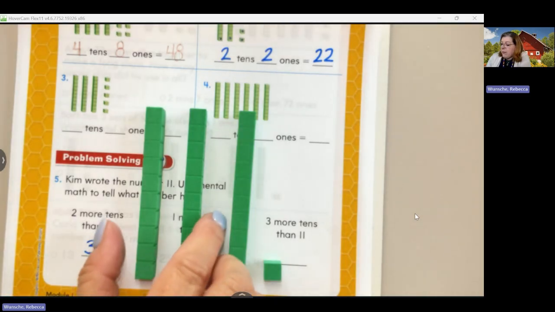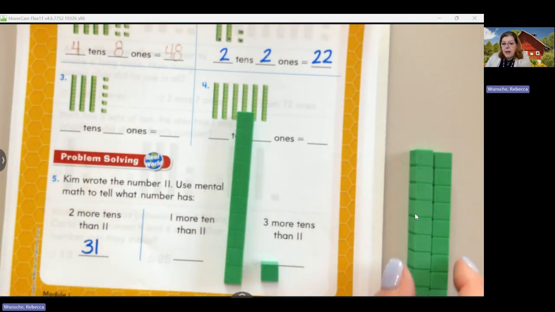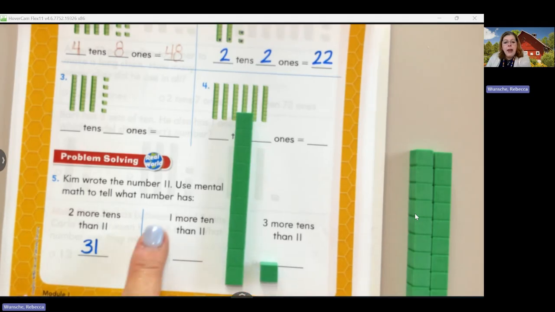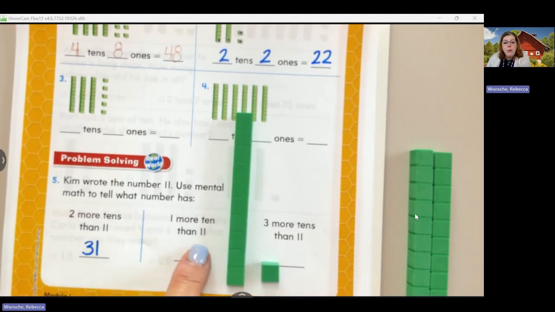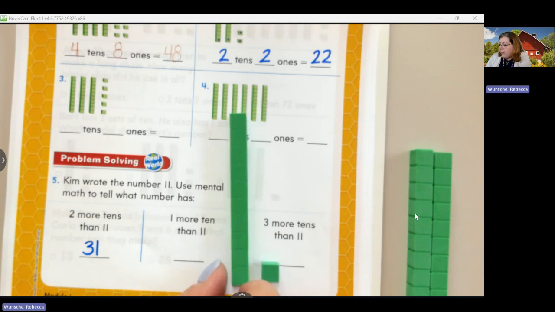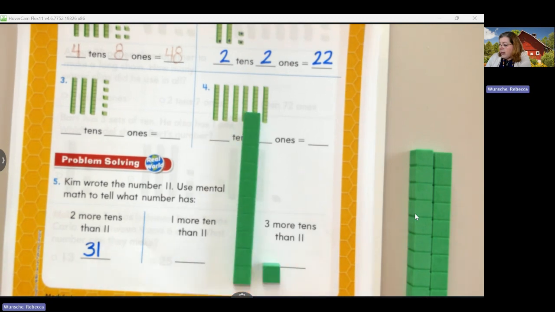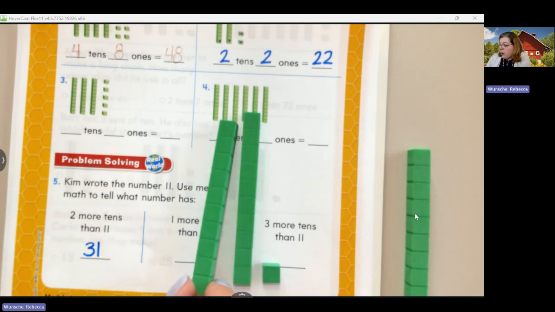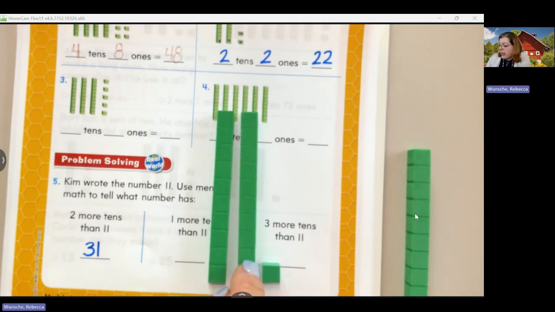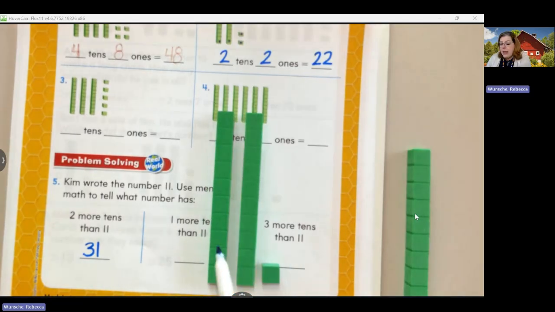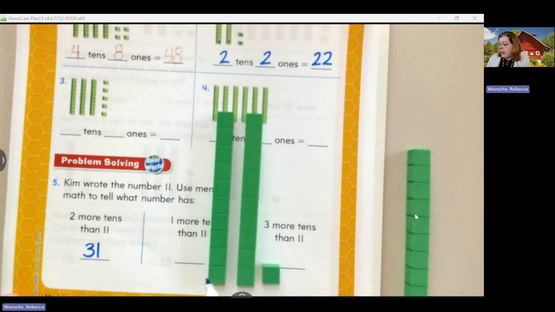I'm going to go back to my 11. That was my original number. And now it asks me for 1 more ten than 11. So if I have 1 ten here, I'm going to add 1 more. Then I'm going to count my number that I've represented. Count by tens when I have a tens rod: 10, 20, and 1 more, 21 is my new number that I've created.